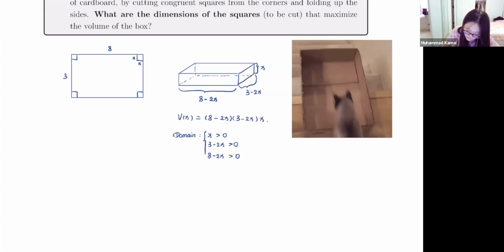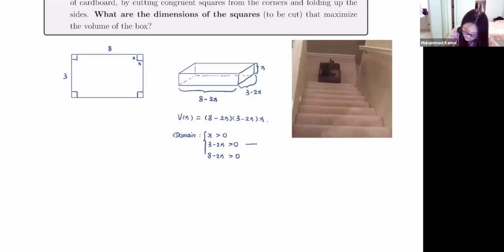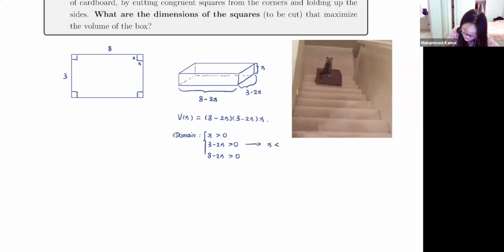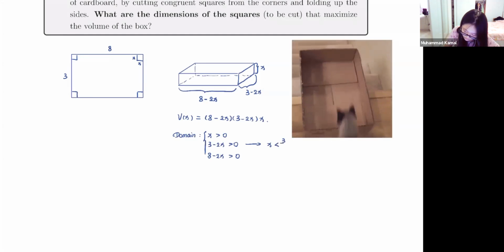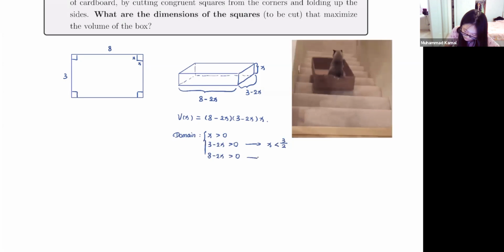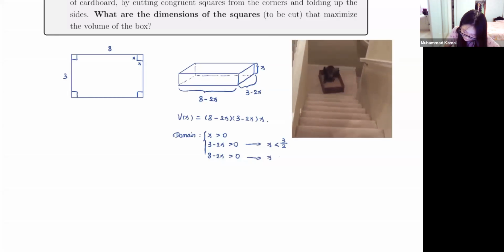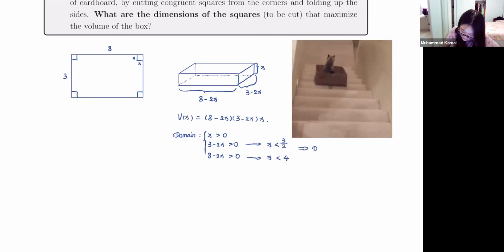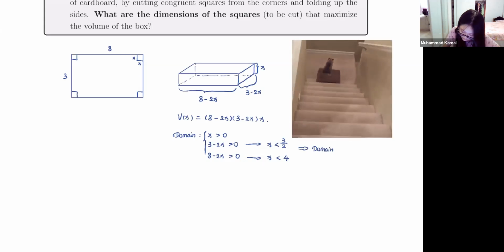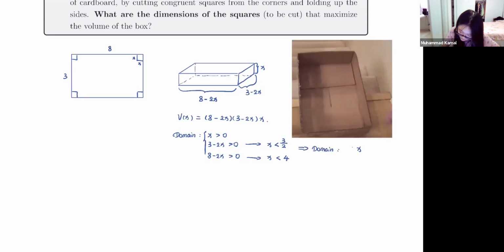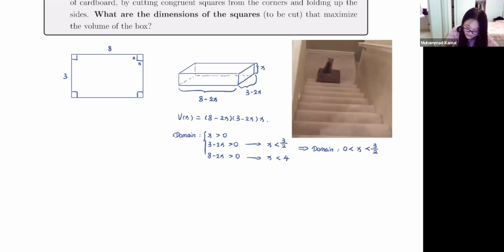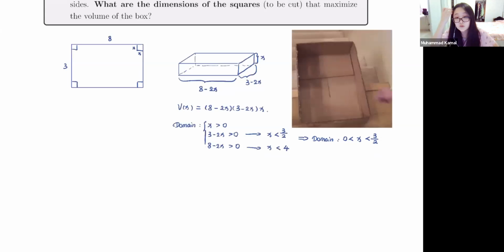Okay? So if you solve this, this will give you x is less than 3 over 2. And this will give you x is less than 4. So the domain of this function will be x is in between 0 and 3 over 2. Now we can do what one of you said. We expand this and take the derivative.